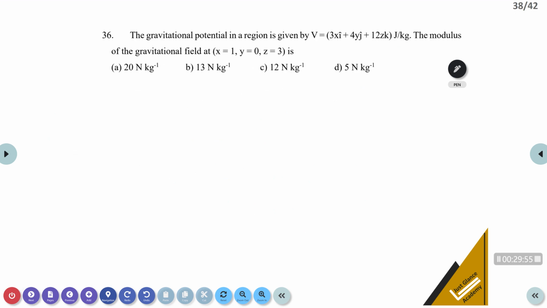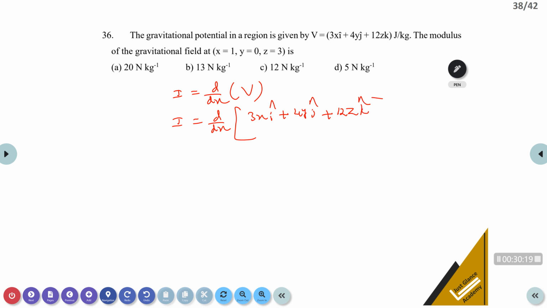Next, last but one, 36. Potential is given. We have to find the gravitational intensity. Gravitational intensity equals minus d by dx of V. I equals minus d by dx of this quantity, 3x i cap plus 4y j cap plus 12z k cap. This differentiation of x becomes 3i plus 4j plus 12z it becomes.